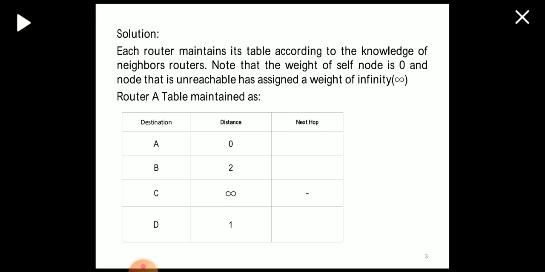The distance for A to A is considered as 0, as I already mentioned that the weight of a self node is 0, while the distance from A to B is considered as 2. You can see in the diagram. Now the distance from A to C is considered as infinity because A is not directly connected to C, and the weight from A to D is considered as 1. This is the routing table of A.